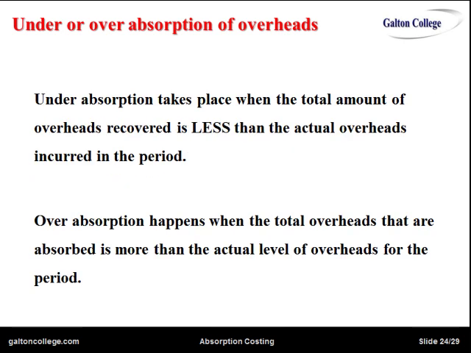Under-absorption takes place when the total amount of the overhead recovered is less than the actual overheads incurred in the period. That's fairly straightforward. If the amount recovered is less than the actual overheads incurred in the period, there's under-absorption. The full overheads were not absorbed. Over-absorption happens when the total overheads that are absorbed is more than the actual level of overheads. Sometimes the allocated figure that managers have to work with was too much. It was overcalculated. And so some adjustment has to take place at the end of the period.